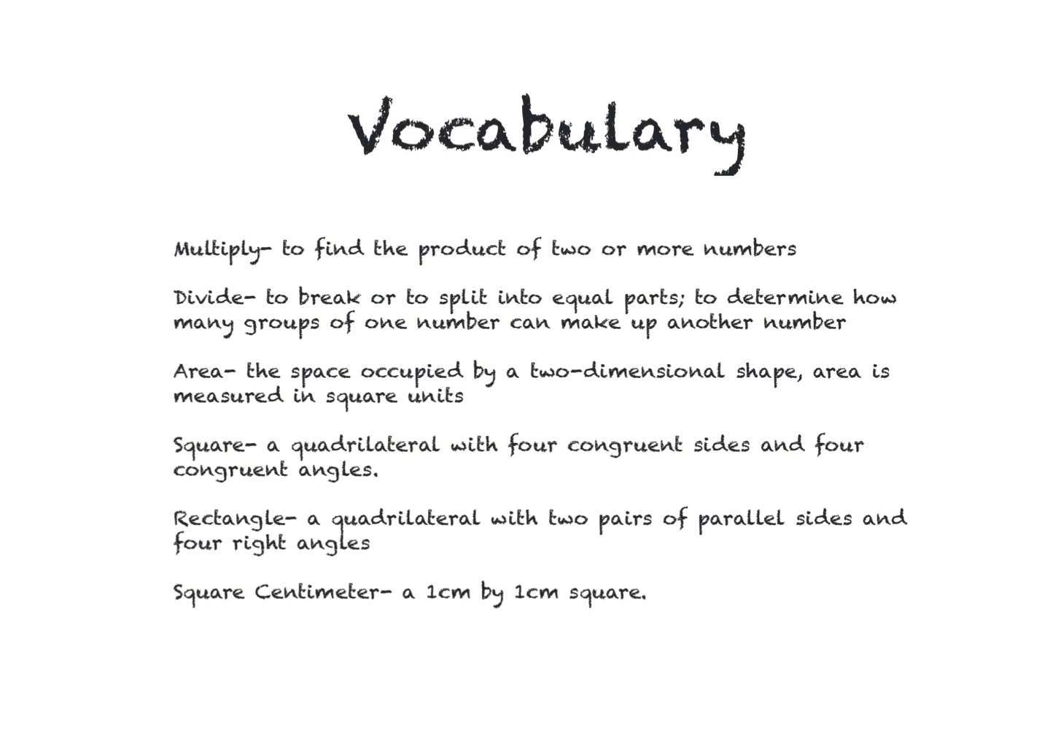A square, a quadrilateral with 4 congruent sides and 4 congruent angles. Rectangle, a quadrilateral with 2 pairs of parallel sides and 4 right angles. A square centimeter, a 1 centimeter by 1 centimeter square.